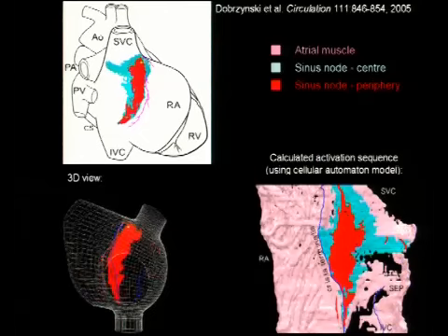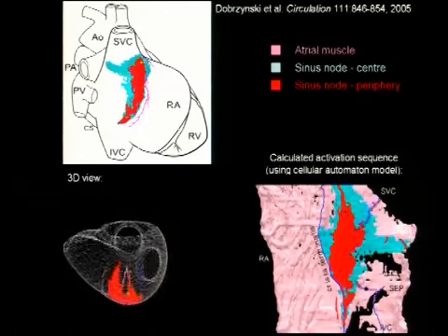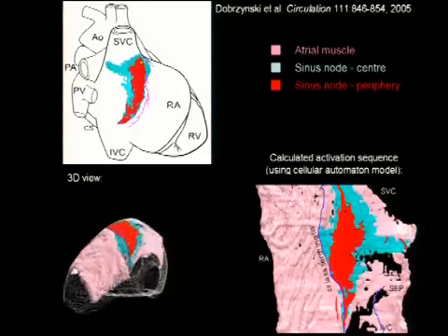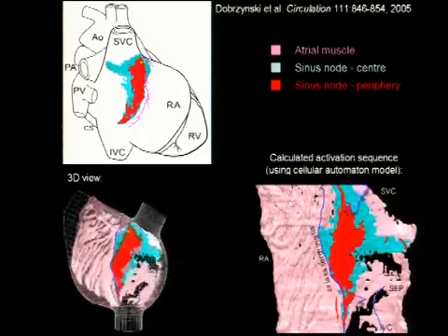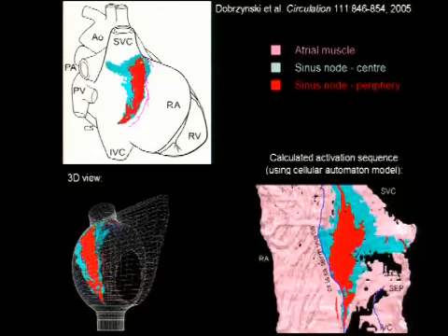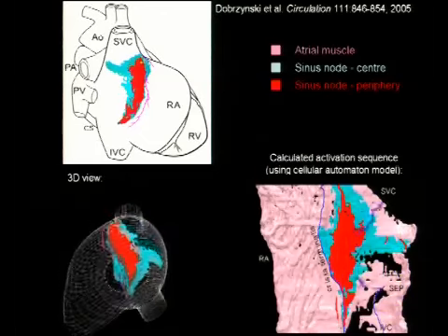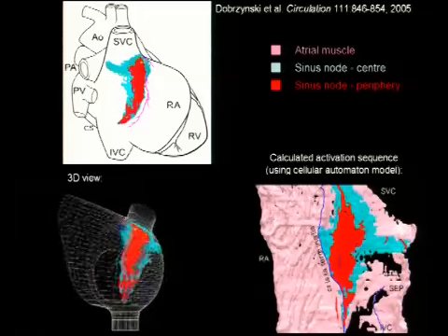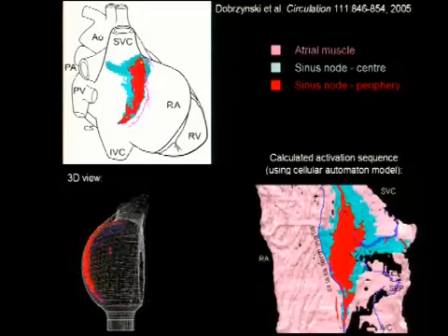So in 2005, we published a model of the pacemaker, the sinoatrial node of the rabbit heart. Here the model is superimposed on a diagram of the heart. Here the model is shown as a movie. It's superimposed on a simple wire mesh model of the right atrium.